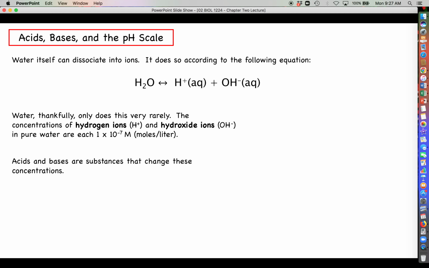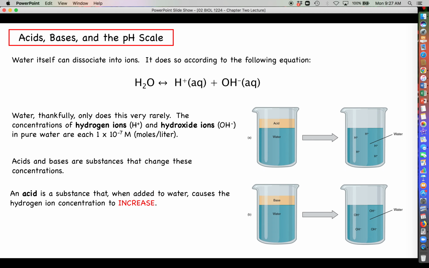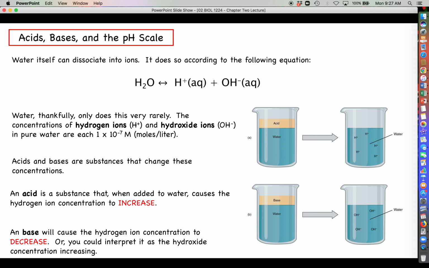So the reason why we bring this up is because this acts as an introduction to our understanding of acids and bases. So acids and bases are substances that when you add them to water, they change these concentrations. So an acid is a substance that when you add it to water, it causes the hydrogen ion concentration to increase. So normally in a sample of pure water, you have an equal amount of hydrogen and hydroxide, and they are both 1 × 10 to the -7th molar. But if you add an acid to water, you are increasing the concentration of hydrogen ion and decreasing the concentration of hydroxide.